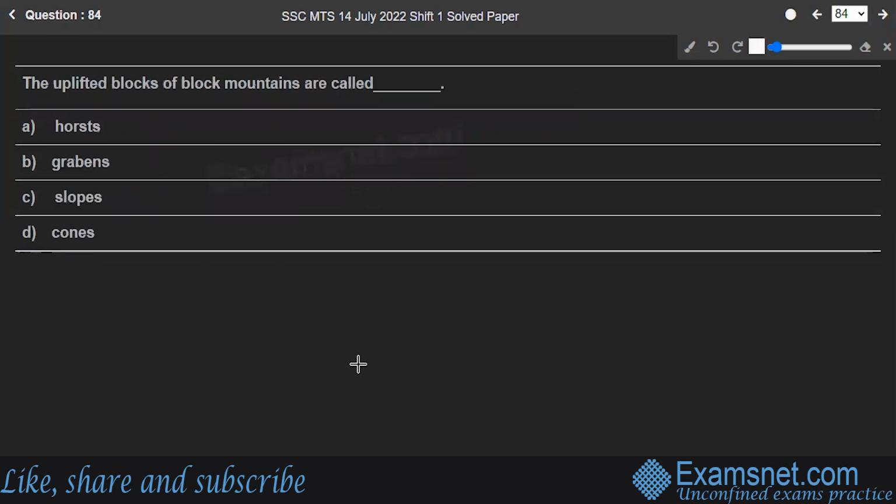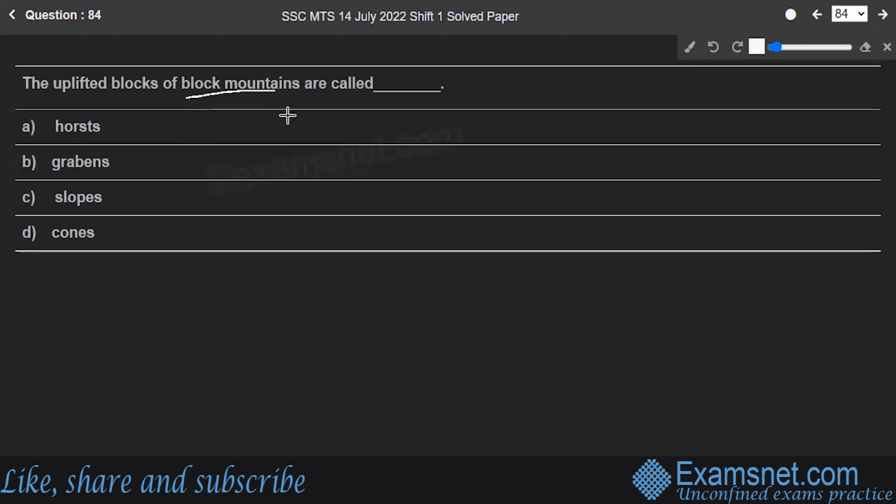Next is question number 84. The uplifted blocks of the block mountains are called horsts, grabens, slopes, or cones. Well, they are called horsts. Block Mountain, sorry, over here, Block Mountain.